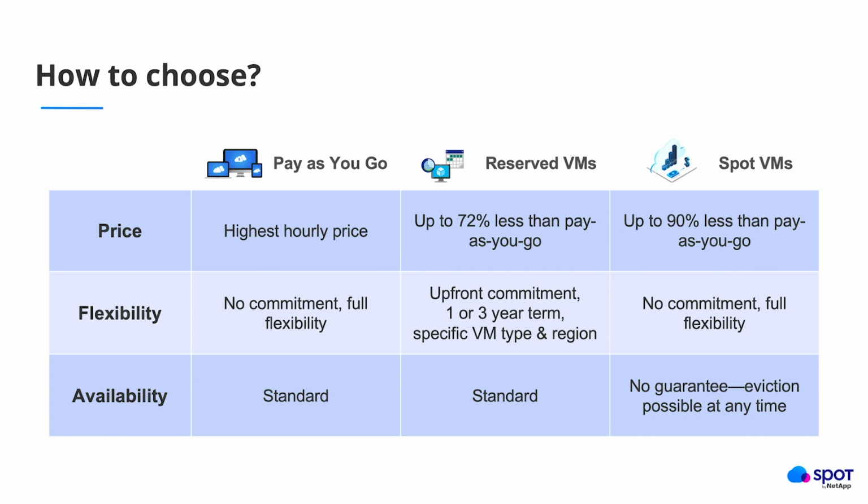Another model that people often look to as one of the first steps in reducing the cost of compute in the cloud is the reserved VM instances. So these reserved VM instances can offer a pretty significant discount off of those pay-as-you-go prices. 70% is the typical number that I see used. But they do come with some trade-offs.